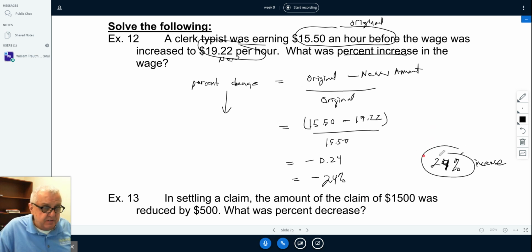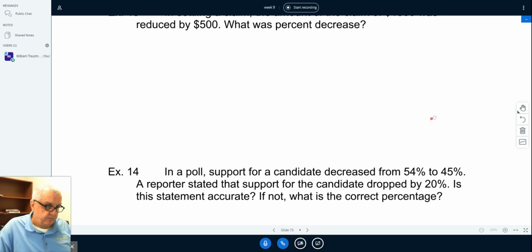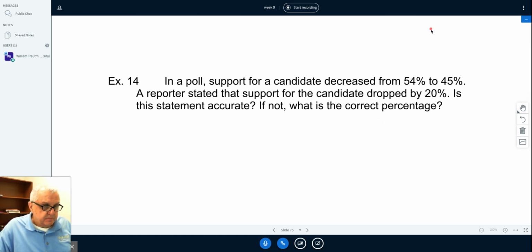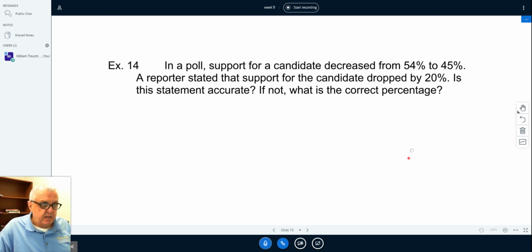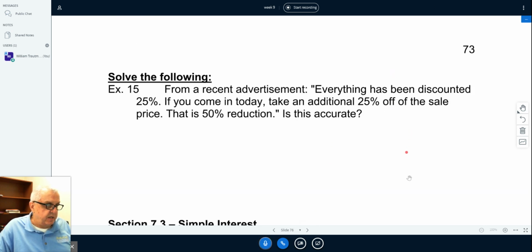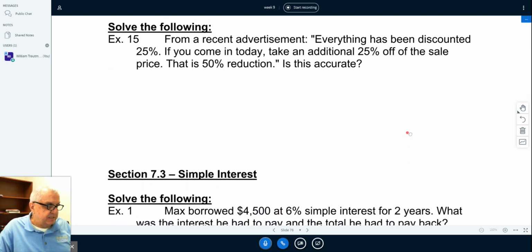And they have something very similar for decrease. I'm not going to do that one. And not going to do that one. Let's do this last one.